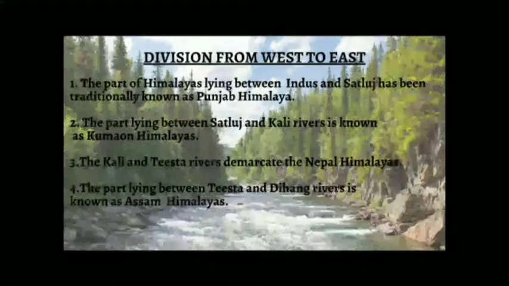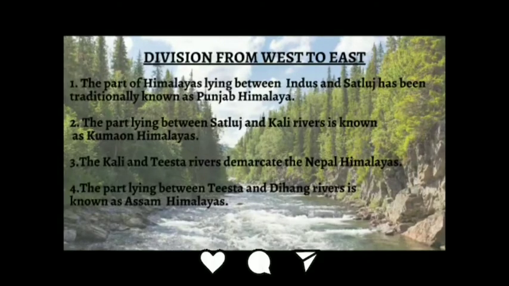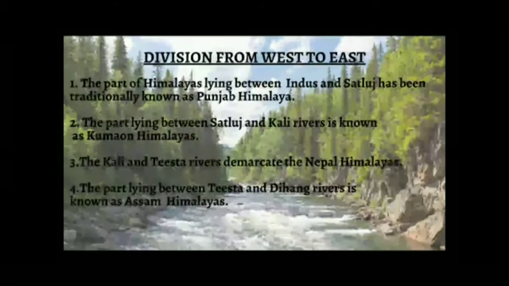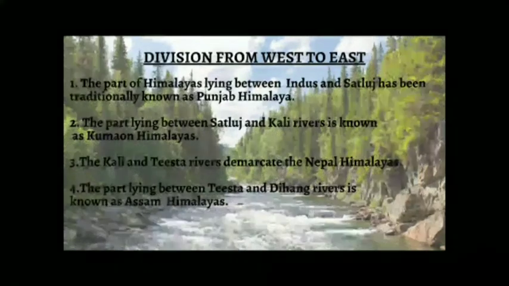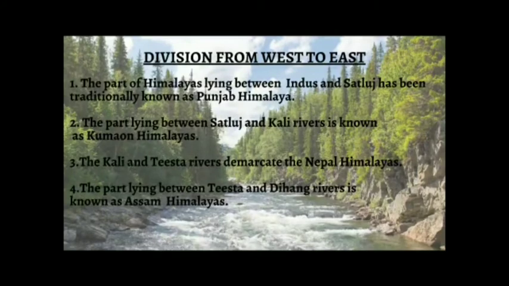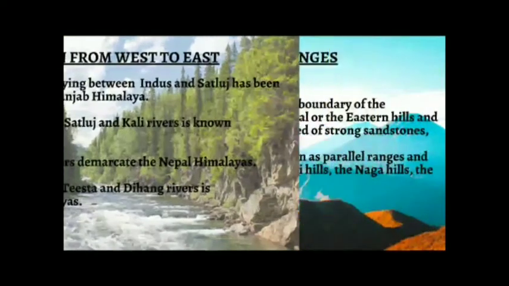Then the Kali and Tista rivers demarcate the Nepal Himalayas. So the third part is the Nepal Himalayas. And the fourth part, in the eastern part of India, is between the Tista River and the Dihang River, and it is called the Assam Himalayas. So from west to east, the first part is called Punjab Himalayas, the second is Kumaon, the third is Nepal, and towards the east, the last one is Assam Himalayas.